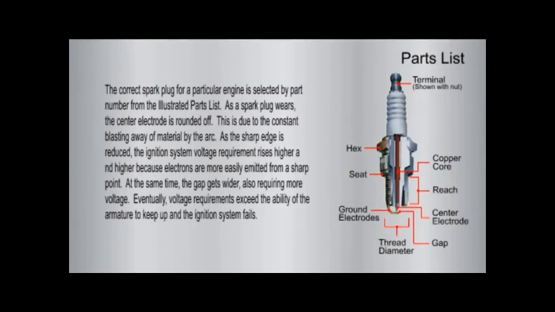As a spark plug wears, the center electrode is rounded off. This is due to the constant blasting away of material by the arc. As the sharp edge is reduced, the ignition system voltage requirement rises higher and higher because electrons are more easily emitted from a sharp point. At the same time, the gap gets wider, also requiring more voltage. Eventually, voltage requirements exceed the ability of the armature to keep up, and the ignition system fails.